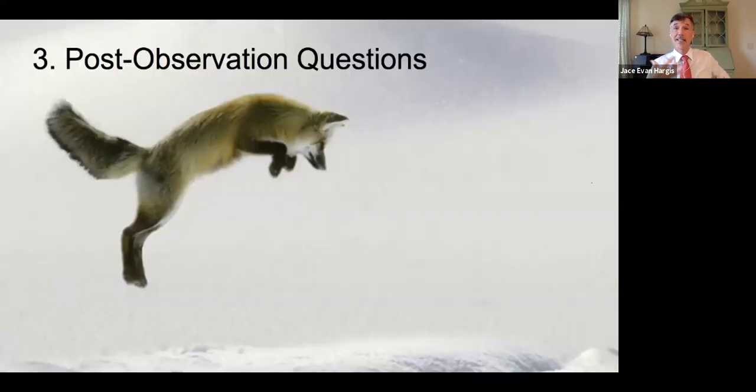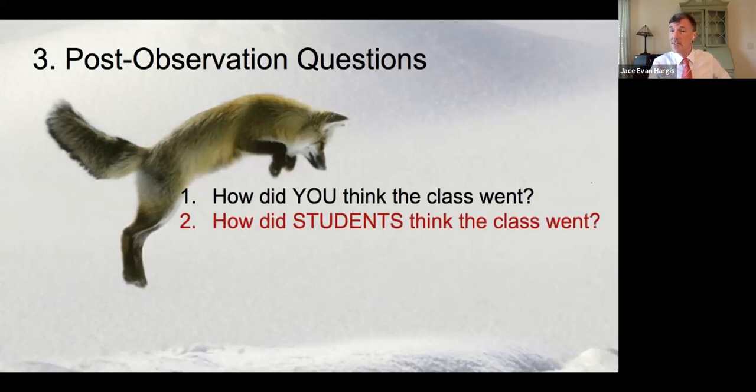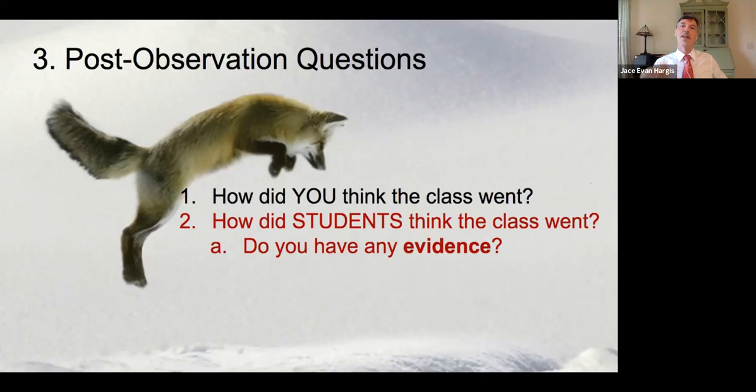Now, what's key is afterwards, what are you going to do? Well, you do have to have a bit of a post-observation. And some of these can be done on your own. You can reflect and say, how do you think the class went? And of course, how did students think the class went? This is easy to just have an idea of. But then I'll push a little bit: do you have any evidence? Like, I think the class went well. What evidence do you have that it went well? Oh, I felt good. Okay, cool.